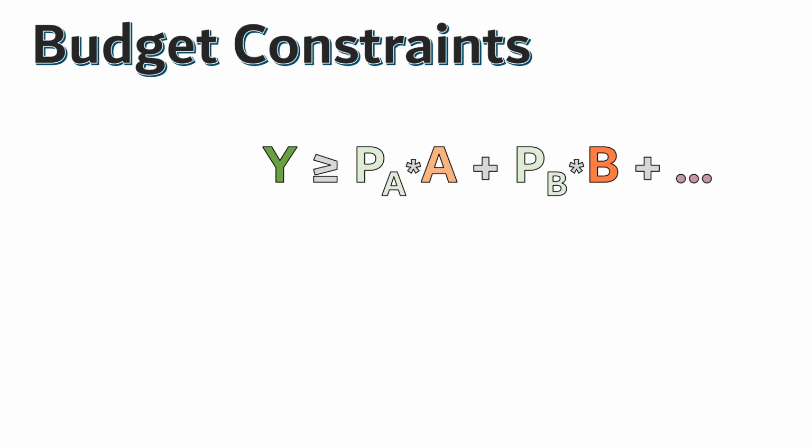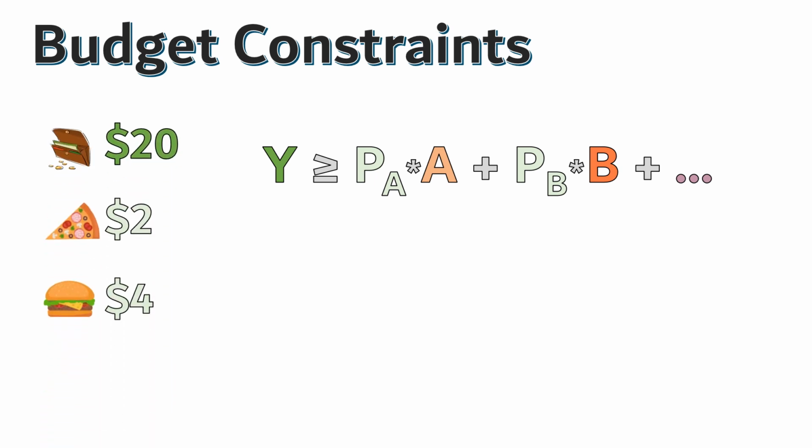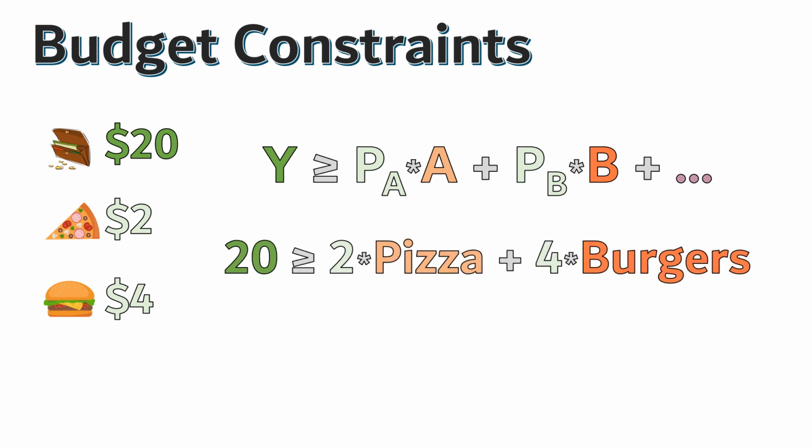Let's go to our example from the last video where our only options are pizza and burgers. Let's say we have $20 to spend. Pizza costs $2 per slice, and burgers cost $4 per burger. Our budget constraint would be that the $20 must be greater than or equal to what we spend on pizza, 2 times the number of slices we get, plus what we spend on burgers, 4 times the number of burgers we get.